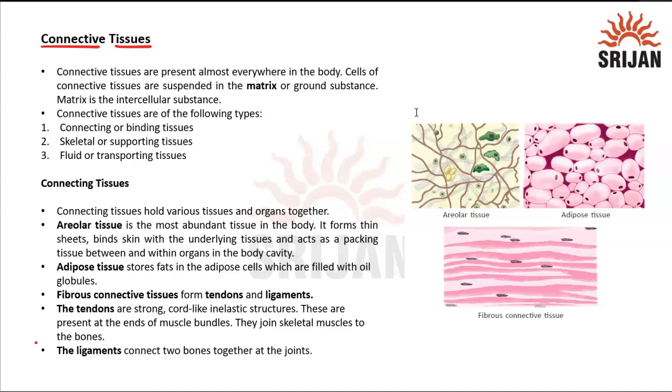Now if I talk about connective tissues, as the name suggests, they are involved in the connection of different parts of the body. So they are present almost everywhere in the body, and the cells of the connective tissues are suspended in the matrix or the ground substance, and matrix is the intercellular substance. Now what they're trying to explain here is your ground substance is nothing but the cells, the different cells that are present in our body.